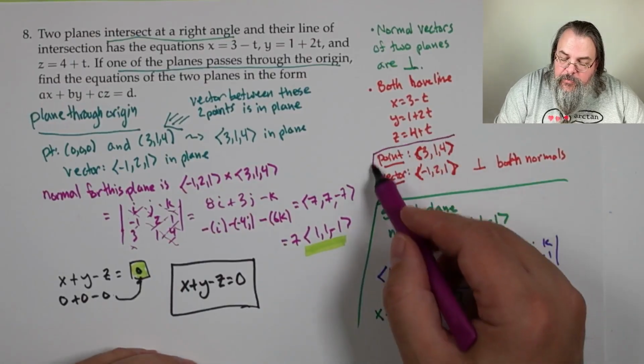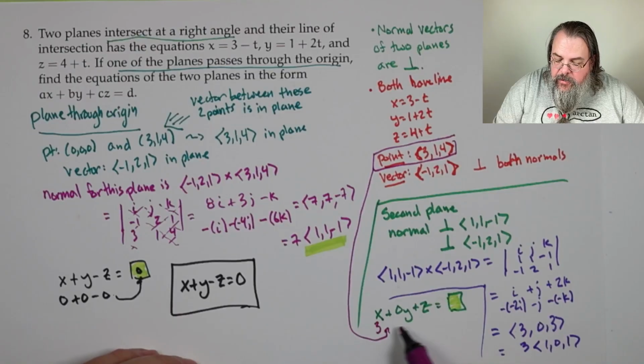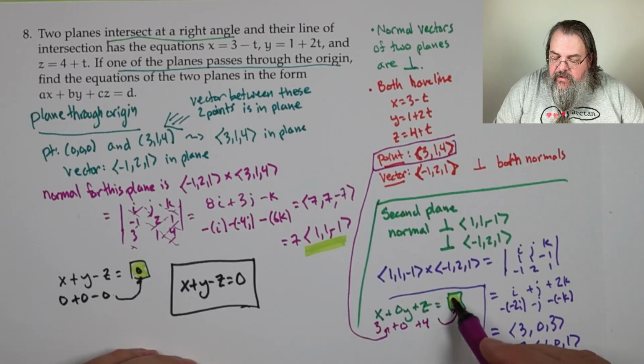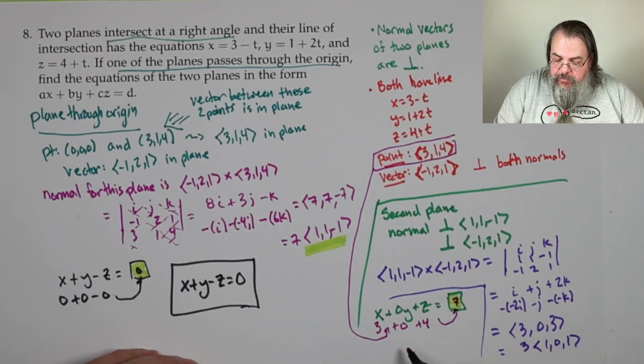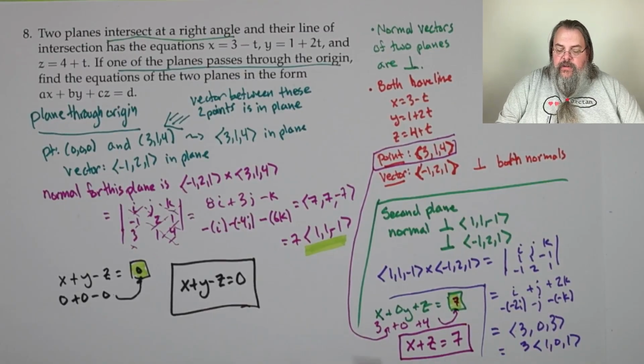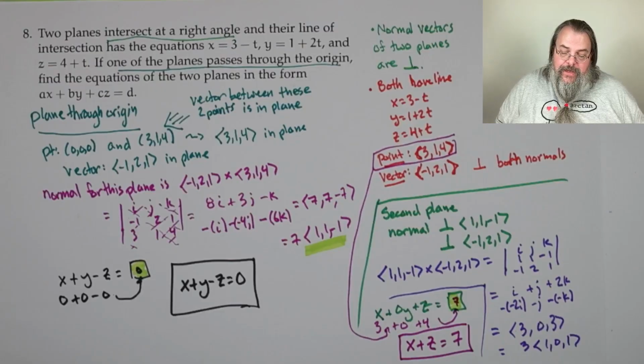And so this point here comes down. And what do we get? We get 3 plus 0 plus 4, which gives us 7. So what's our second plane? It's x plus z equals 7. And there we go. So our two planes, x plus y minus z equals 0, x plus z equals 7.